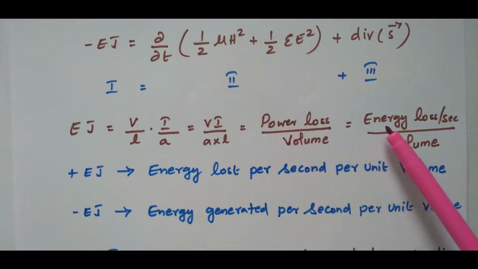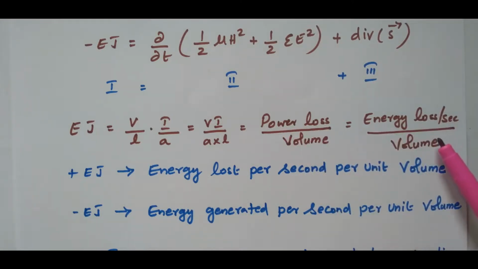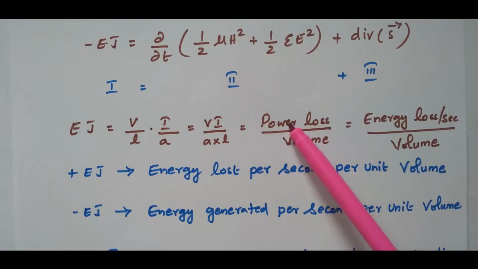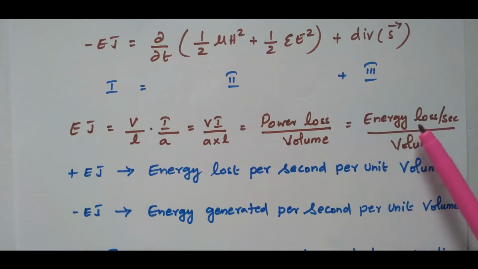So this power loss can be written as energy loss divided by second. Energy is nothing but power into time. So energy divided by second will give the power divided by volume. So E·J is nothing but energy loss per second per unit volume. If it is plus E·J, it means energy loss per second per unit volume. Minus E·J means energy generated per second per unit volume. Right? This plus or minus represents either energy loss or energy generated.